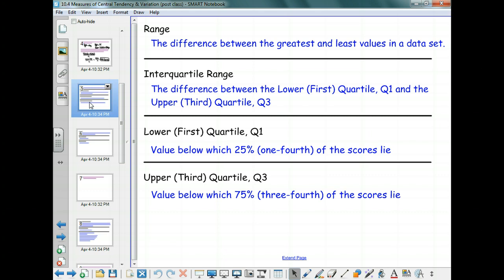So range is kind of like the domain and range that you remember from algebra. Okay? So when we talk about range in algebra, we talk about what y values are allowed. Do you remember that? Well, okay, if you don't, it's okay. And then the domain is x values. Well, the range is, again, the kind of values we're allowed, or in this case, the kind of values we actually have. So when we talk about the range, what we do is we take the largest value and we subtract the smallest value.